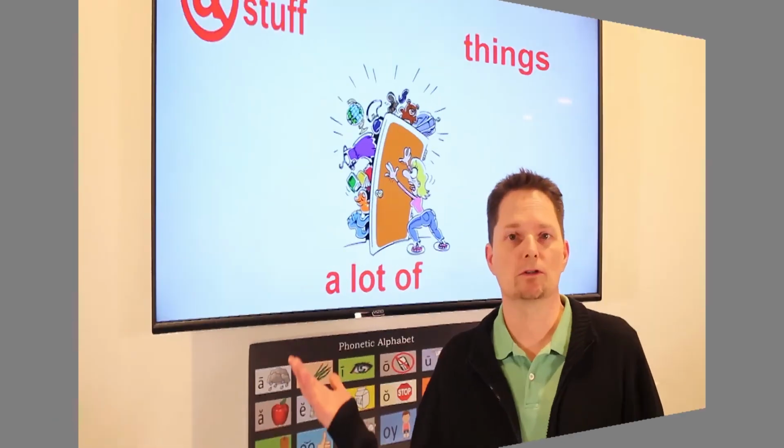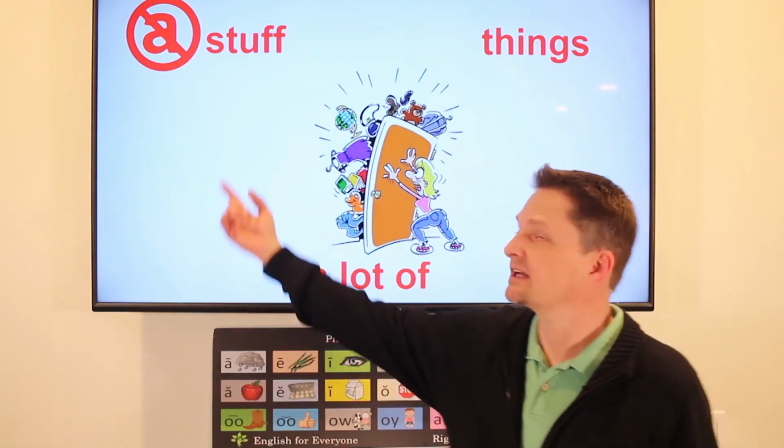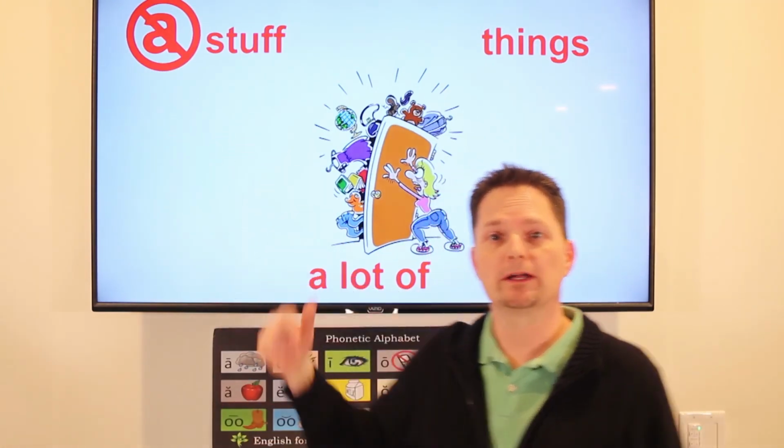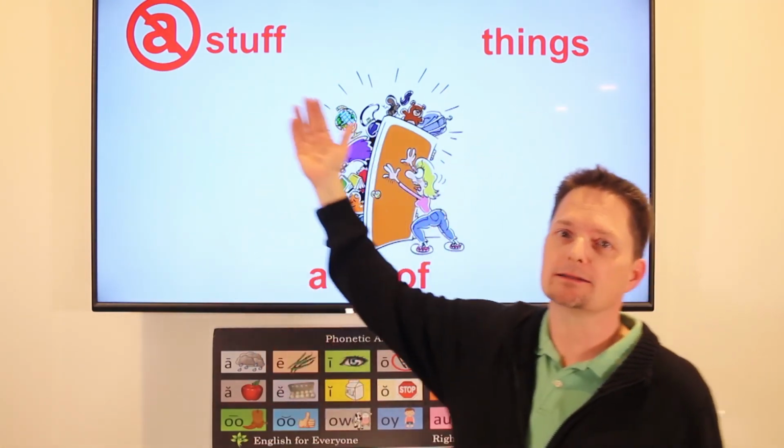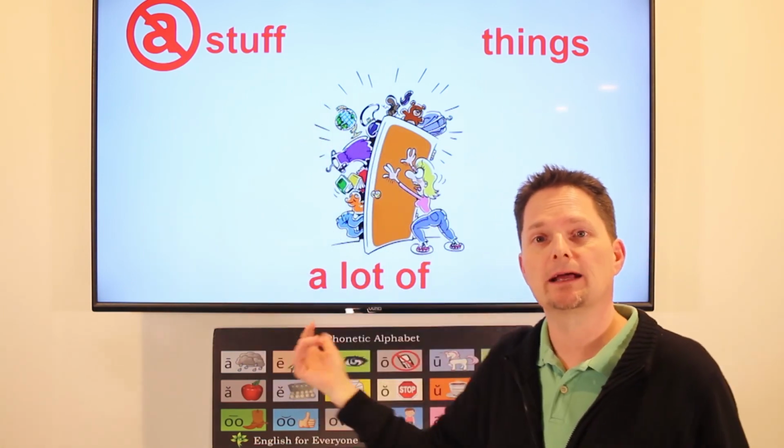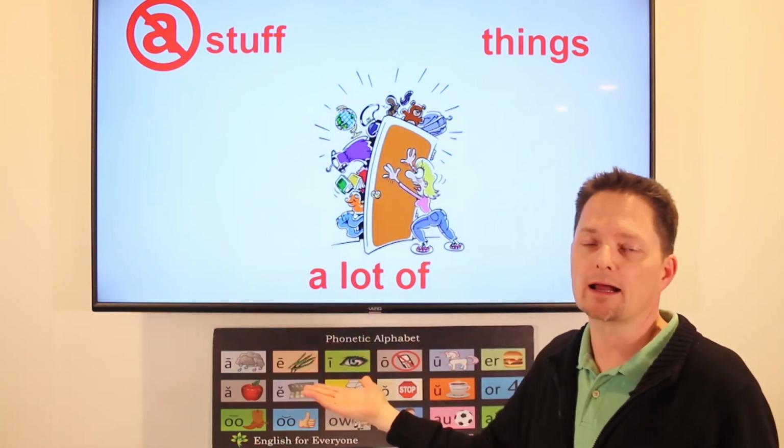Very good. So, stuff is not countable. We don't say a stuff. You can count things, but not stuff. You can say a lot of things or a lot of stuff.